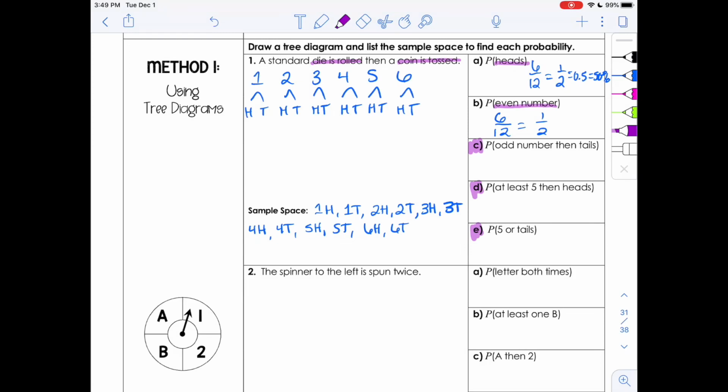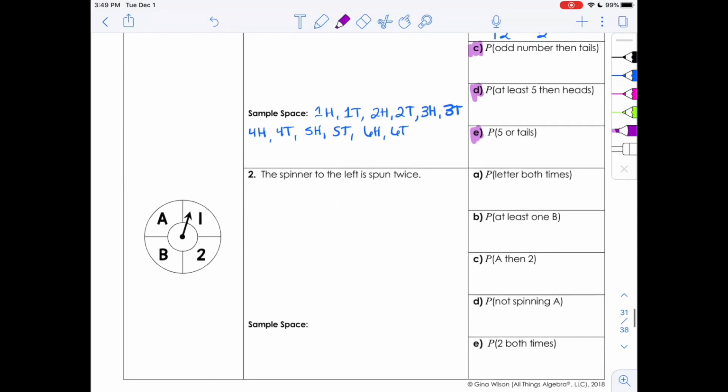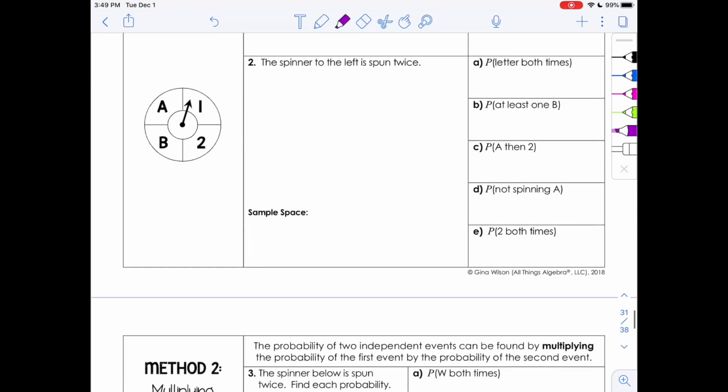And let's look at an example with a spinner. So with a spinner, we're going to spin it to the left twice. So the first time we spin it, it can land on A, B, it can land on the number 1 or the number 2. All of our sections on the spinner.